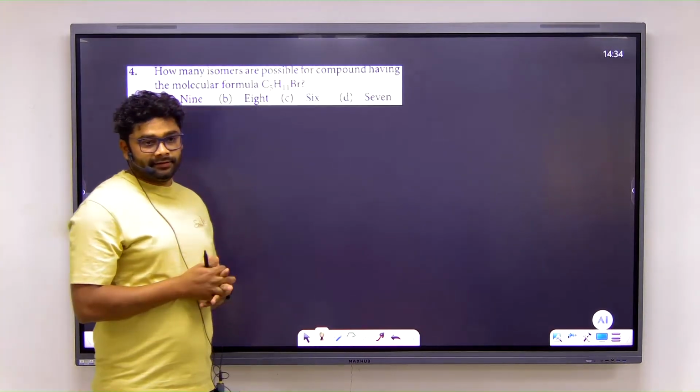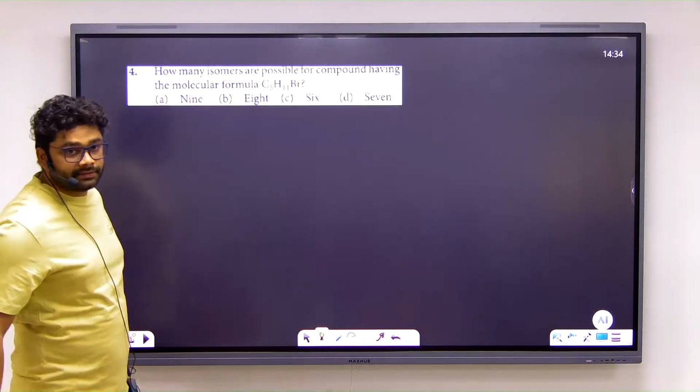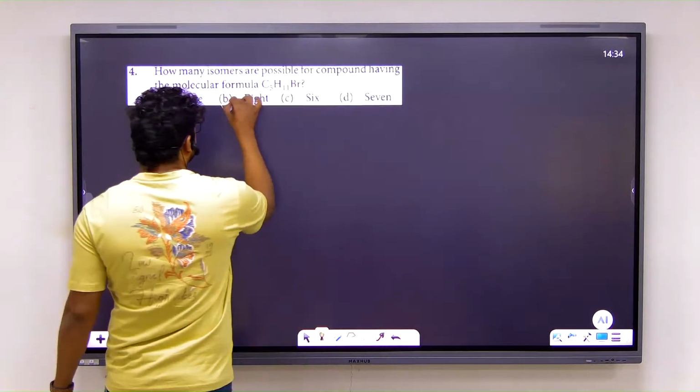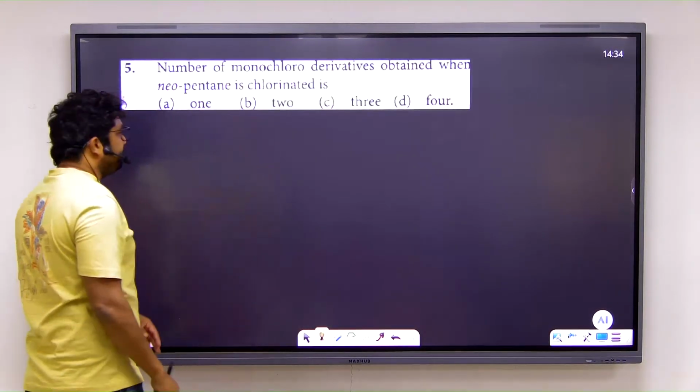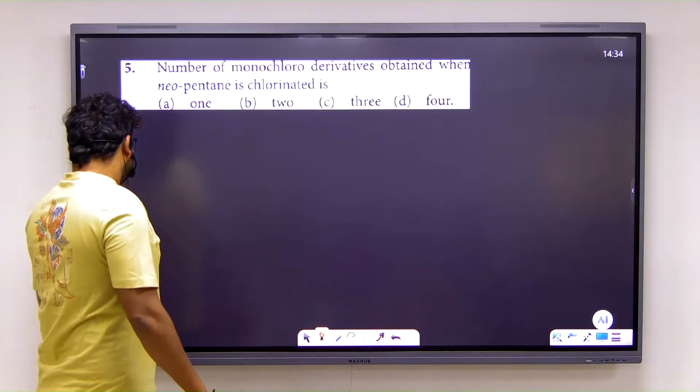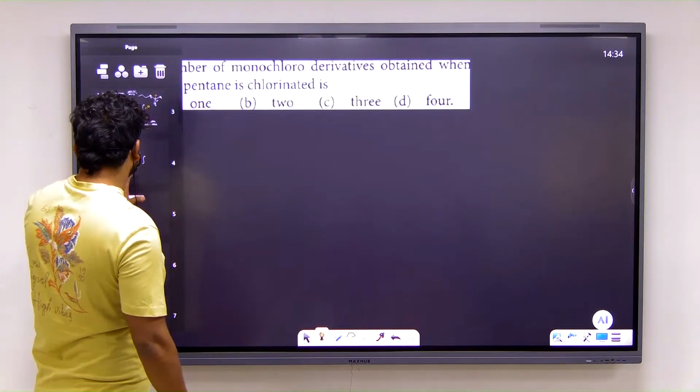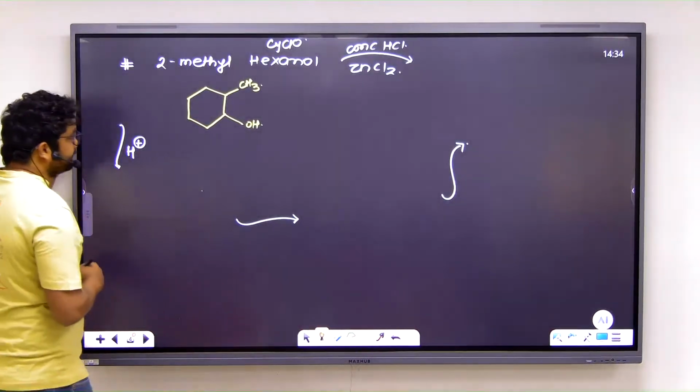C5H11Br. How many isomers are there? 8 isomers. Okay, an old student can solve it very easily. Let's see how this example works. We'll go for the MCQ.